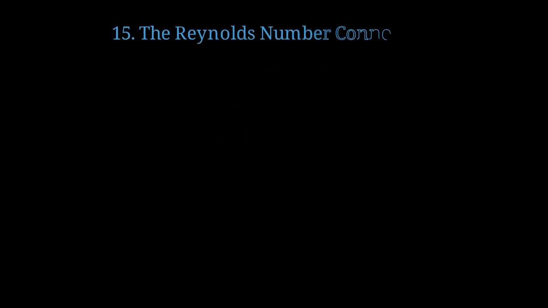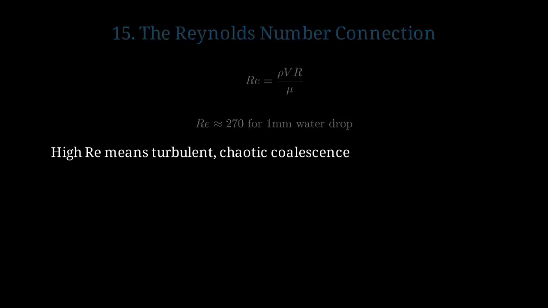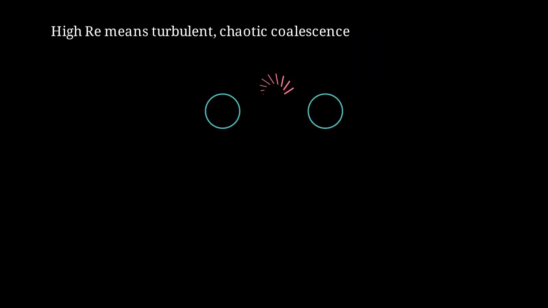The Reynolds number reveals whether coalescence is smooth or chaotic. Reynolds number equals ρVr over mu, comparing inertial to viscous forces. For a 1 millimeter water droplet, Reynolds number is approximately 270. This high Reynolds number means coalescence is turbulent and chaotic, not smooth and laminar. The flow becomes chaotic, with swirling vortices and unpredictable patterns during the coalescence process.